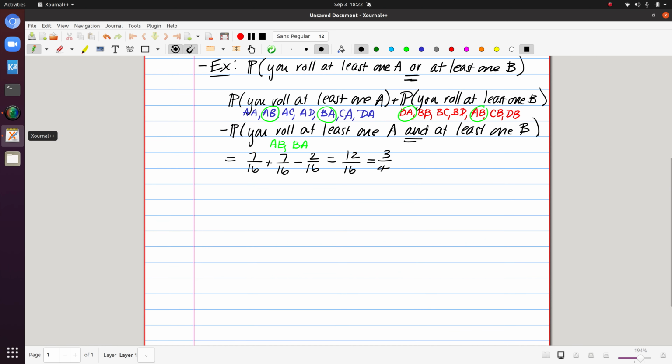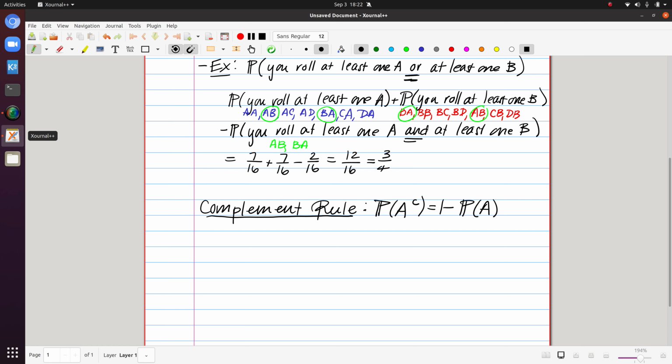Often that rule can be helpful in giving you a more efficient way to compute certain probabilities. So the next rule I want to look at is called the complement rule. And this says that the probability of A complement is equal to 1 minus the probability of A.